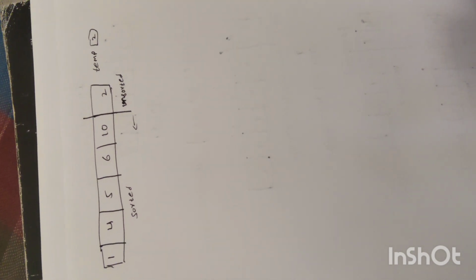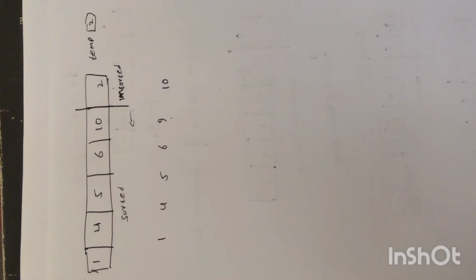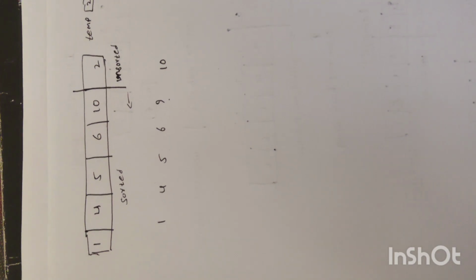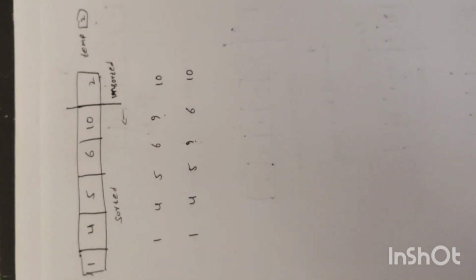Now again compare with the 6. With 10 we have compared, then with 6 we compare. Is 6 greater than 2? Yes. Then right shift this 6 one place here. Now 6 would be at this place. Now here we have the question mark. Here we have 5, here we have 4, here we have 1, and here we have 10.